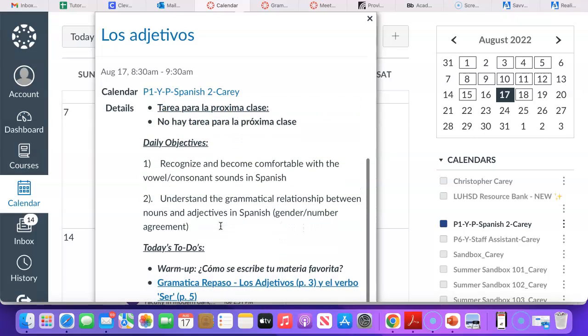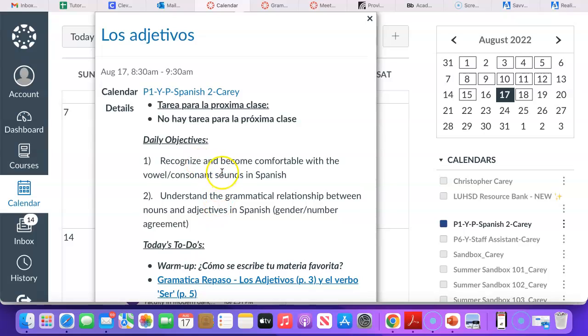And our daily objectives for today are to continue to become comfortable and recognize the vowel and consonant sounds in Spanish, and then to understand the grammatical relationship between nouns and adjectives in Spanish. And that relationship is gender and number agreement, how adjectives and nouns need to agree in those two ways. Masculine and feminine being gender, and singular and plural referring to number.